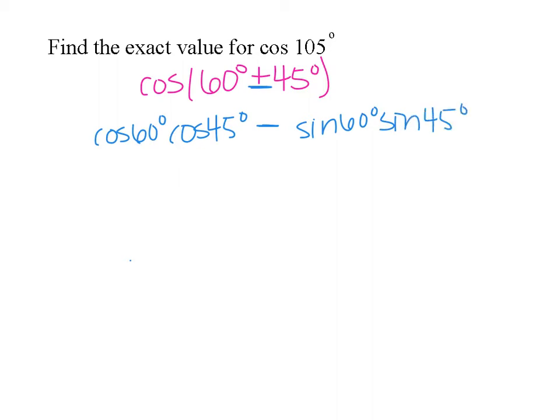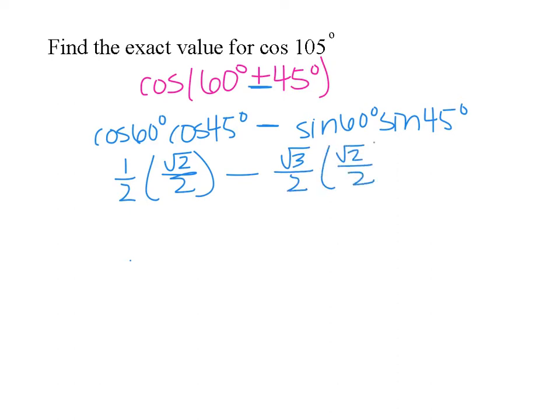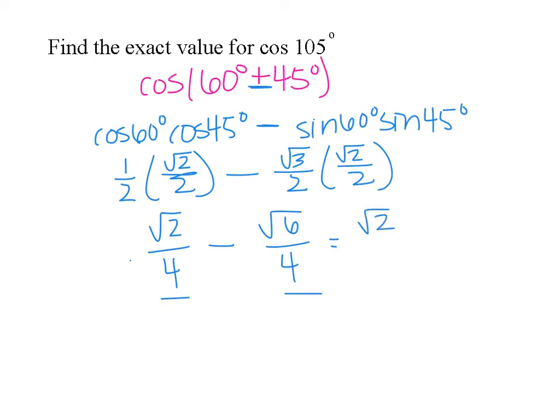Then we refer to our unit circle to substitute in those exact values. Cosine of 60 is 1/2. Cosine of 45 is root 2 over 2. Sine of 60 is root 3 over 2. Sine of 45 is root 2 over 2. So we get root 2 over 4 minus root 6 over 4. Common denominators we can combine into one fraction. So root 2 minus root 6 over 4.